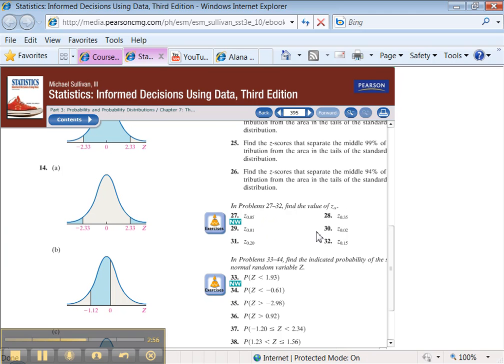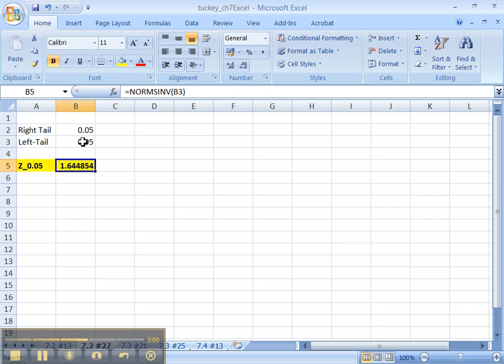So the tricky thing about these ones is just to remember that you have to do the opposite. You have to do the 1 minus part to get the left tail, and that's what has to go in here. You have to use the left tail, not the right tail. That's just standard issue for norm S inverse.